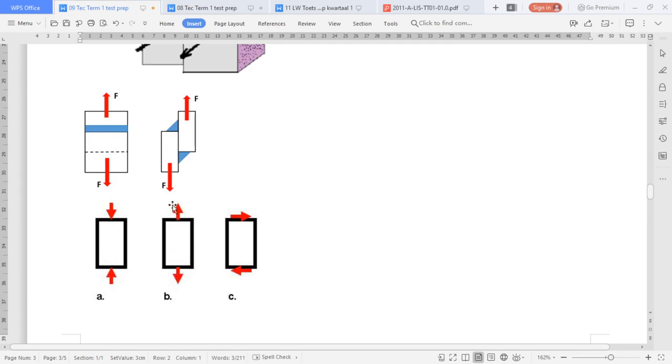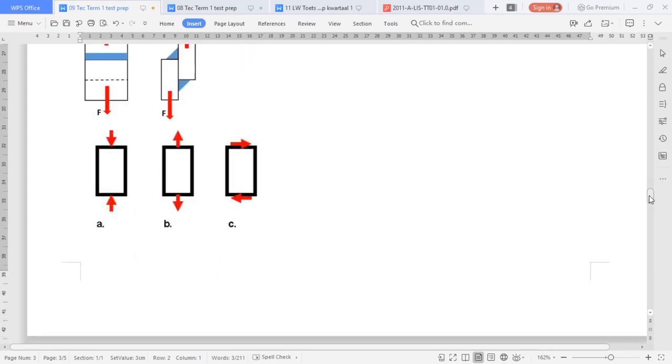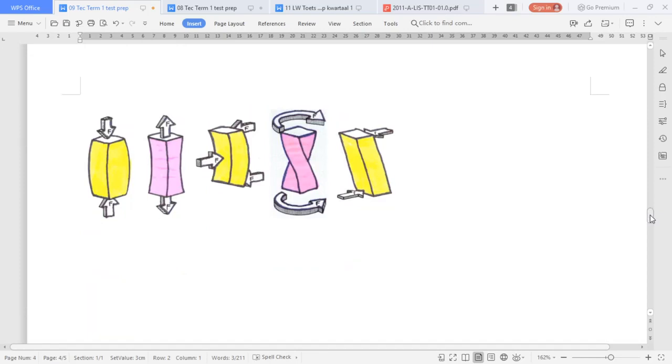And then B here is tension, because it's moving away from each other. And then this one is skuifkrag. It moves past each other. So in two opposite directions. Okay, en dan hier is nog 'n paar prentjies. There's a couple of other ones. Here we've got tension. Dit beweeg na mekaar toe.